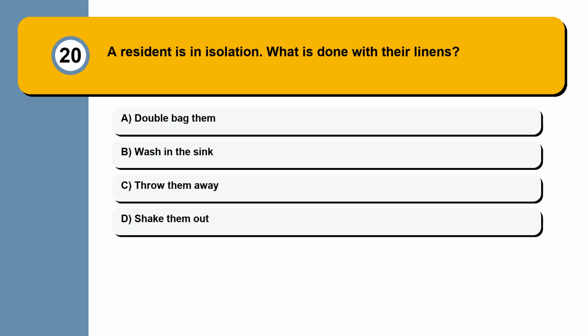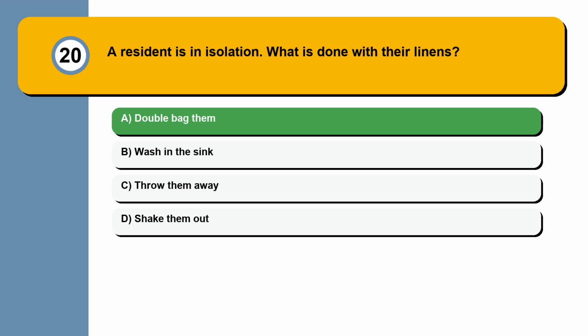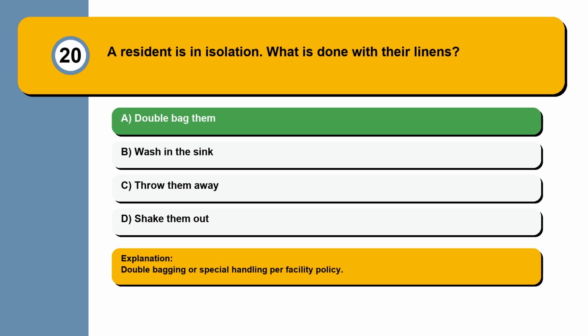Question 20. A resident is in isolation. What is done with their linens? Double bag them. Wash in the sink. Throw them away. Shake them out. Double bagging or special handling per facility policy.